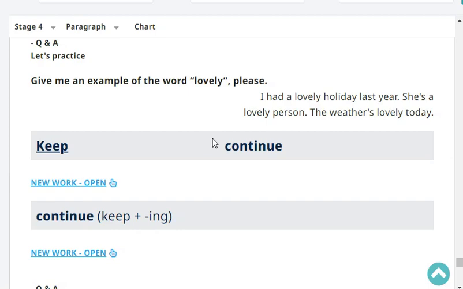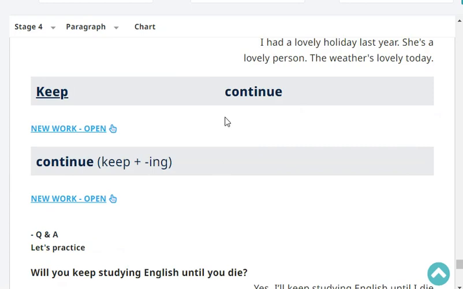The weather's lovely today. Very good. Okay, so let's talk about the word keep.